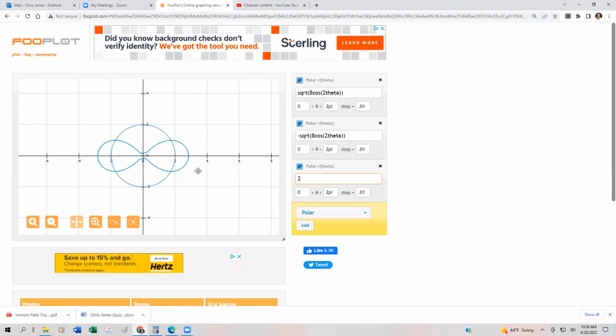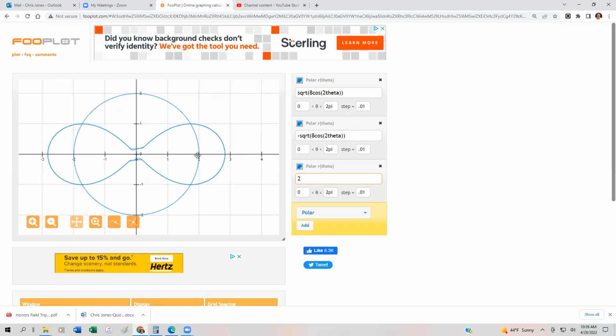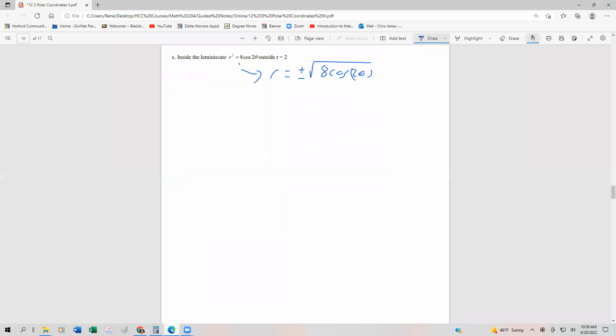Okay, so what we're looking for is the area that's outside of the circle, but inside the lemniscate. And so what we're really looking for is just this area, and then on the other side, this area over here. So let me draw the area first, and then we can start computing some of the bounds as well as some of the other things that we need.